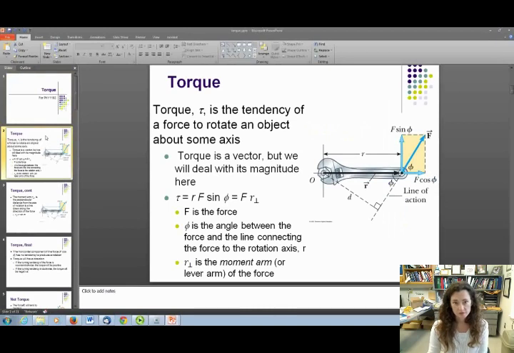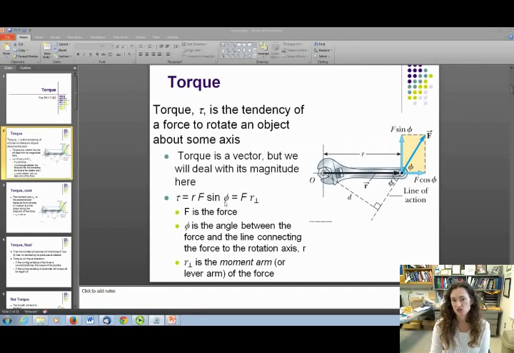So that is torque. Torque is the tendency of a force to rotate an object about an axis. Torque is actually a vector, and the vector will point along the rotation axis, but we're not going to worry too much about the direction of the vector here. We're just going to worry about the magnitude of the vector and the tendency of that vector to cause an angular acceleration. So the equation for torque is torque, which here we use the Greek letter tau to symbolize, is equal to r times F times the sine of phi.